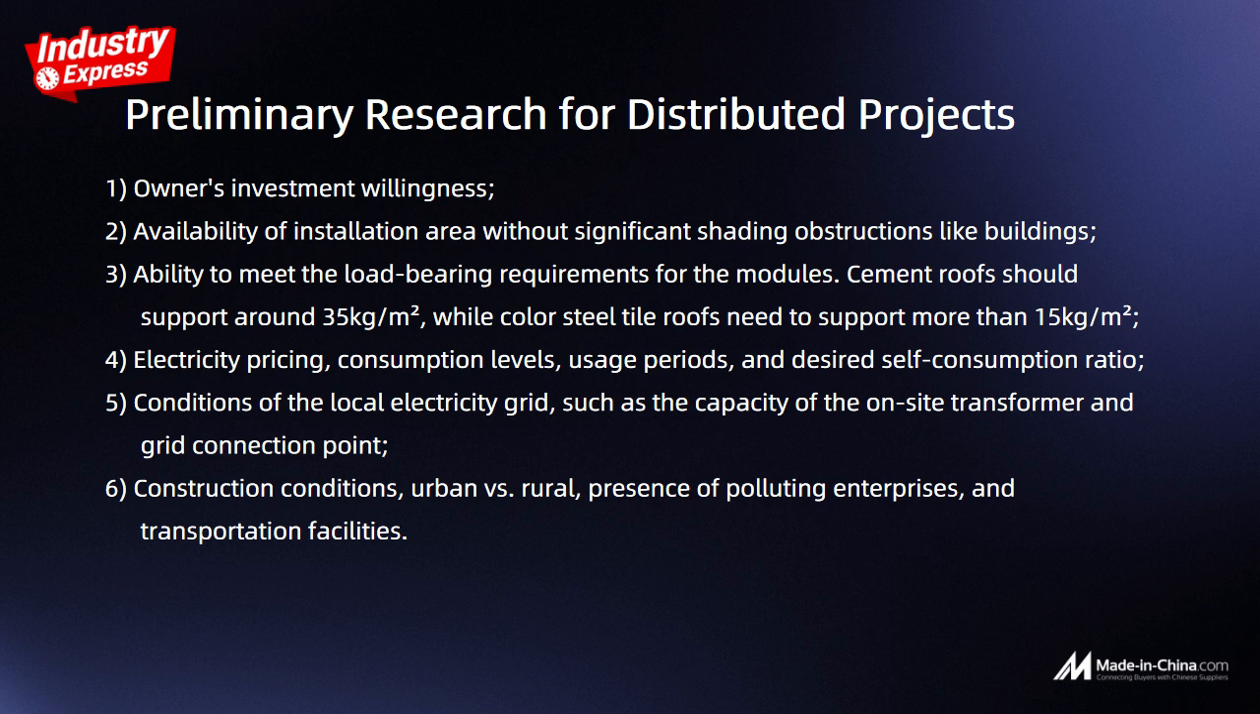Cement roofs should support around 35 kg per square meter, while color steel tile roofs need to support more than 15 kg per square meter. Research 4. Electricity pricing, consumption levels, usage periods, and desired self-consumption ratio. Research 5. Conditions of the local electricity grid, such as the capacity of the on-site transformer and grid connection point. Research 6. Construction conditions, urban versus rural, presence of polluting enterprises, and transportation facilities.